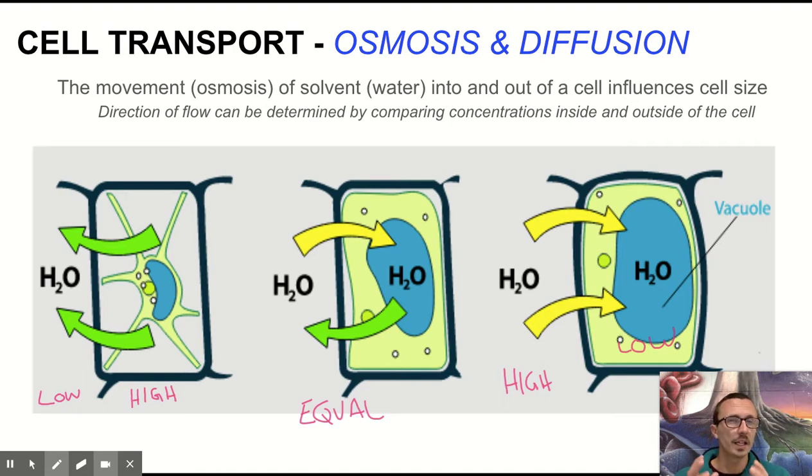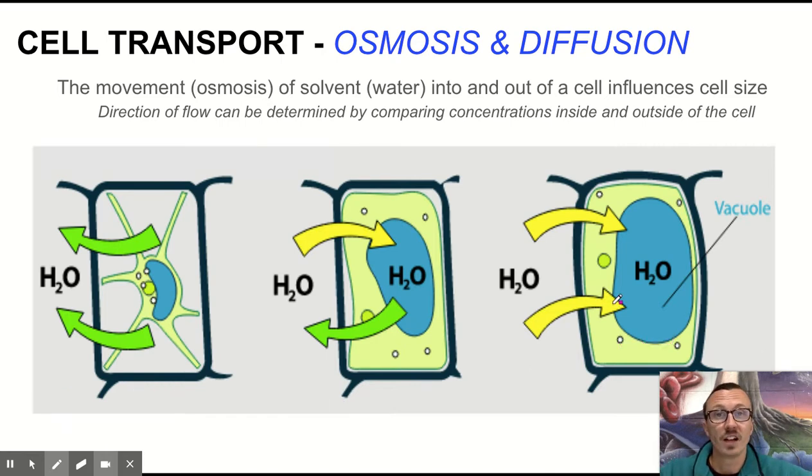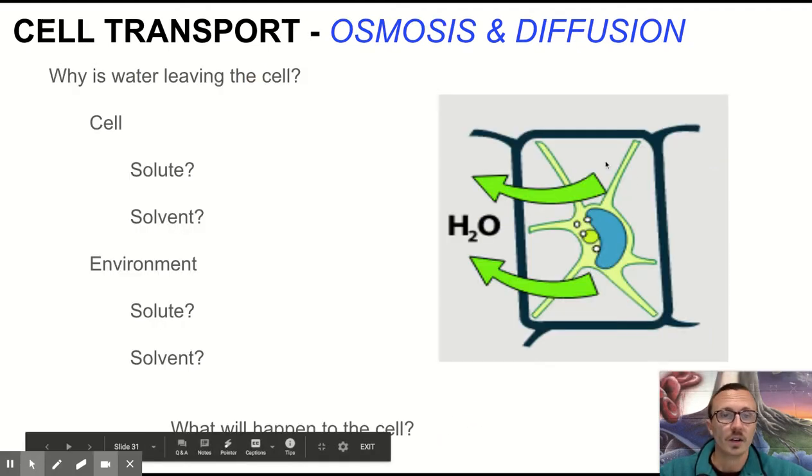So we need to really pay close attention to where the water is, because the movement of water is going to drastically and significantly affect both the size and shape of the cell and maybe even the function. So let's take a look at some more examples. So here's another example, right? And again, we just kind of talked about this.